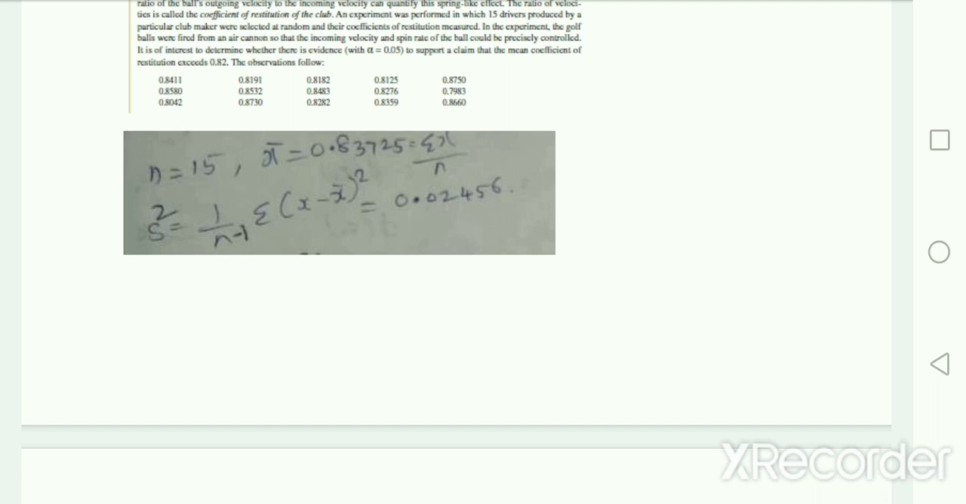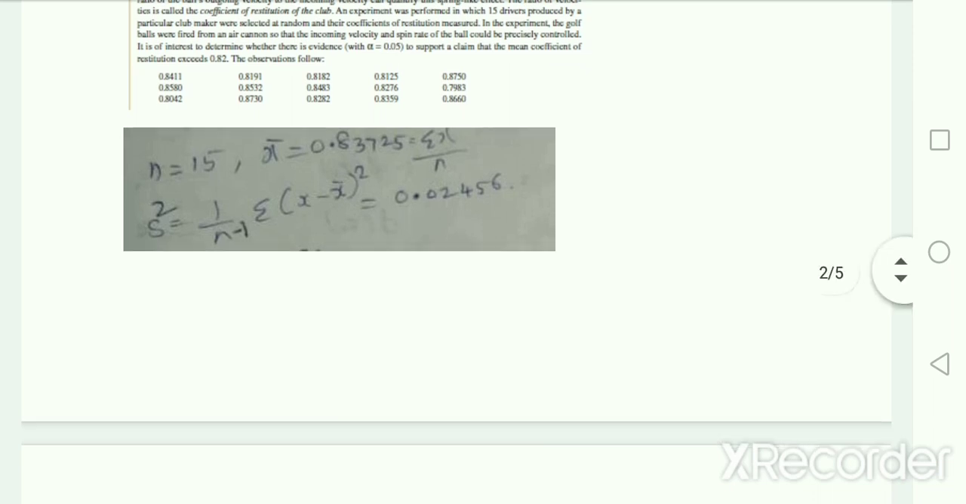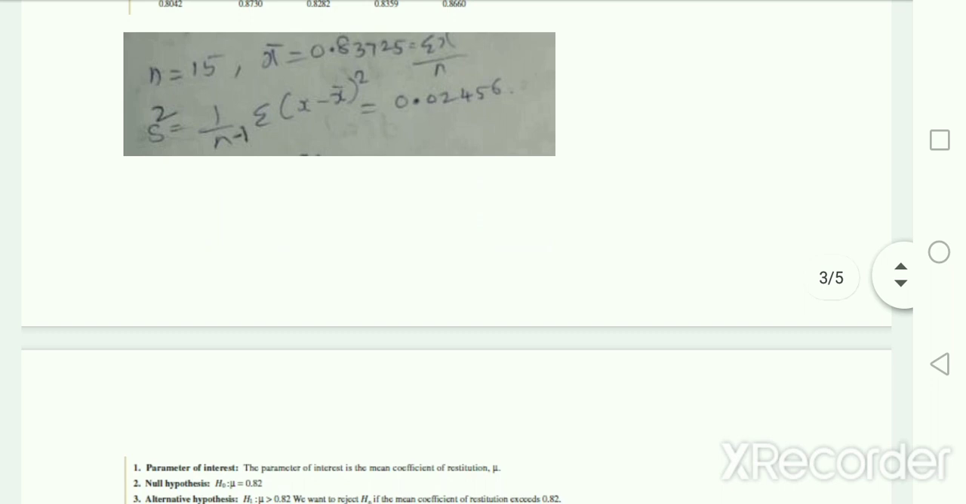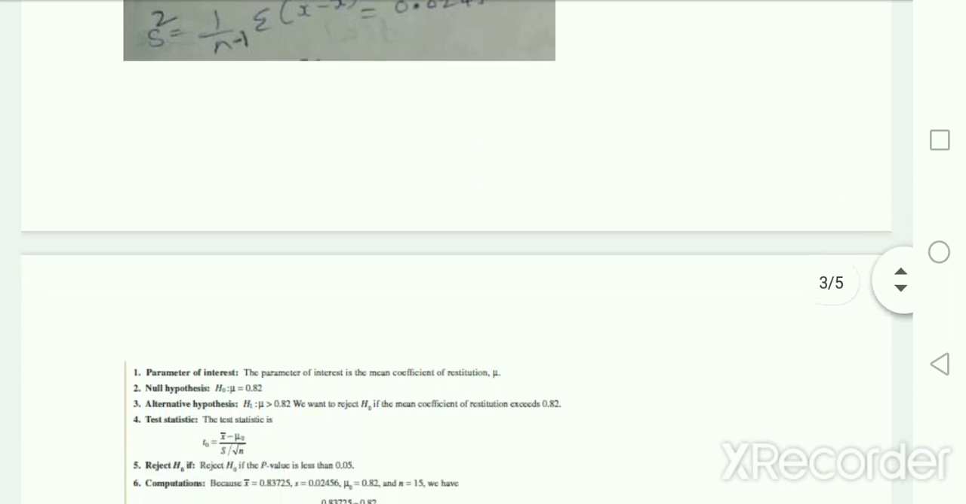That formula is the sum of (x minus x bar) whole squared, divided by n minus 1. From this formula we get the sample variance, 0.0246. Suppose we need the sample standard deviation, we take the root of that s squared form. Okay, now we move step by step.